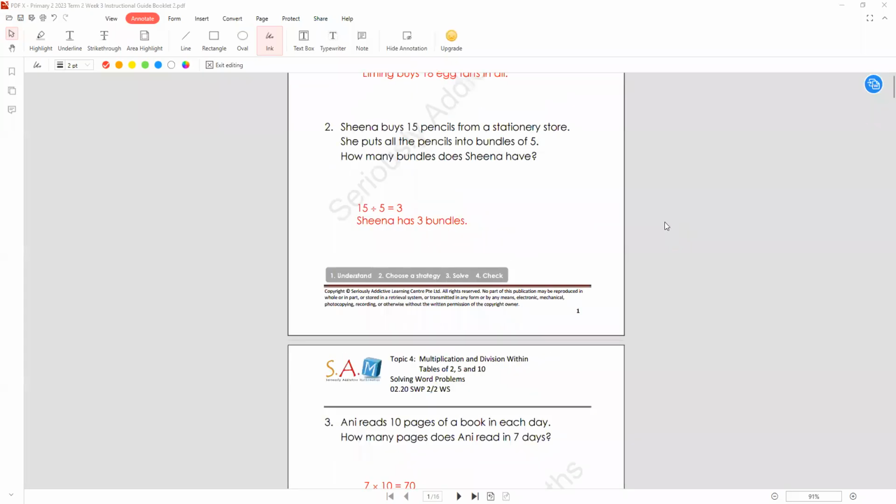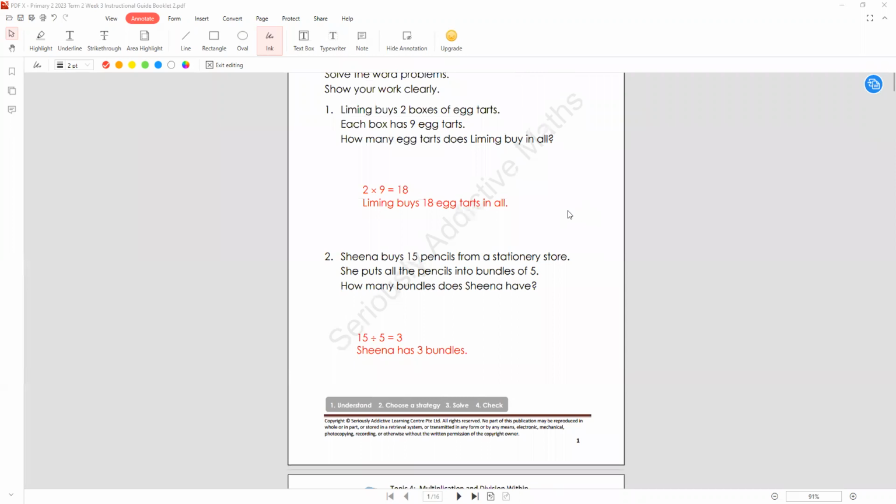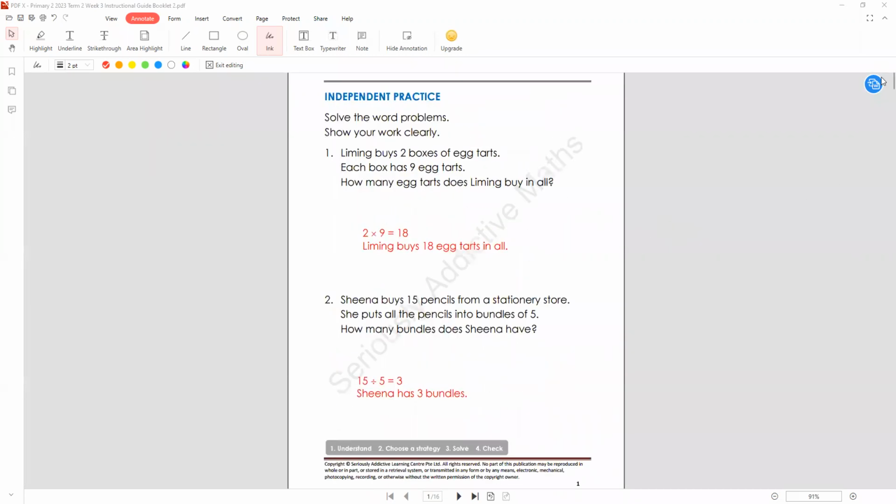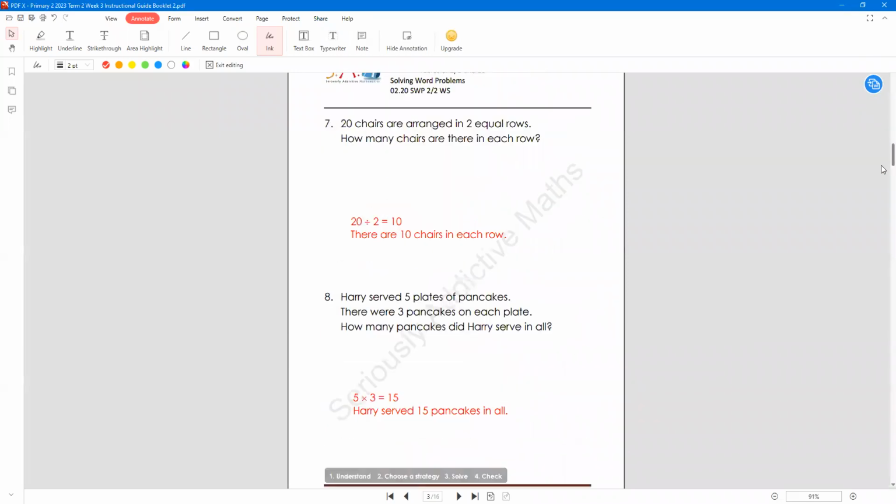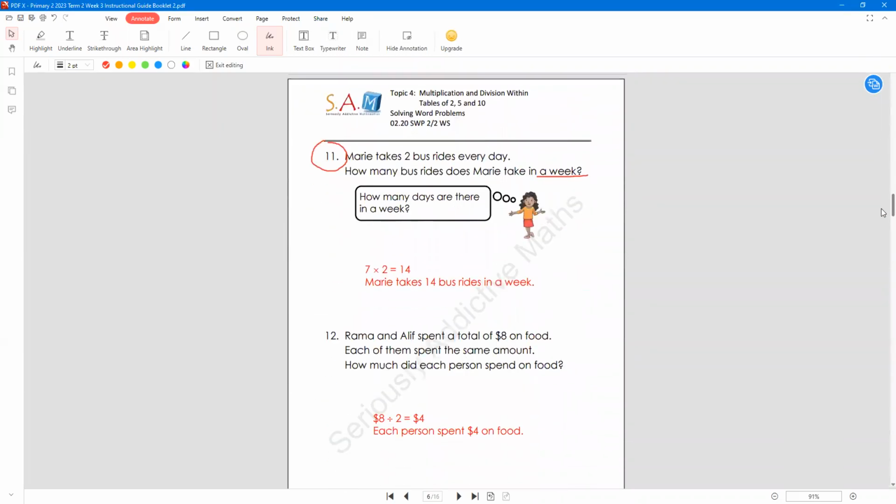For this one, it's basically repetitive of what they have done earlier on. What I'll do is skip quite a lot of questions and get to some of the more challenging ones. For example, Mary takes 2 buses every day. How many bus rides does Mary take in a week? You got to ask them, in a week, how many days are there? Then they'll get 7 times 2.